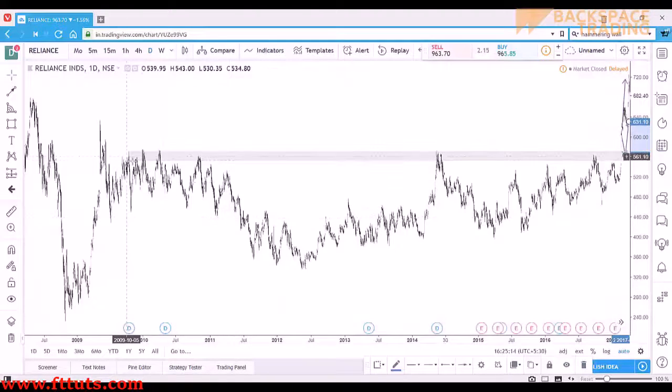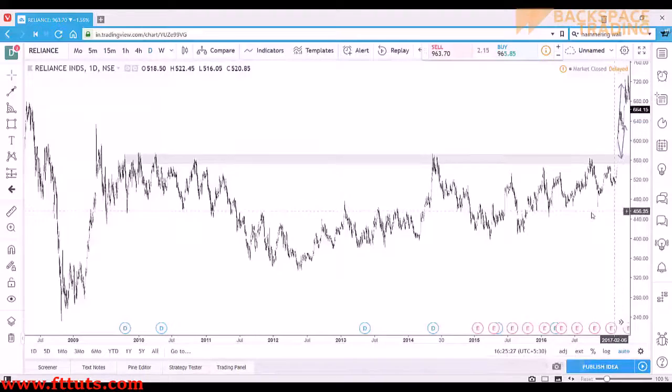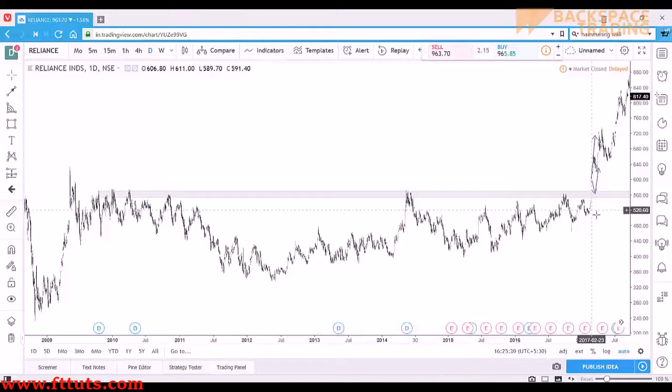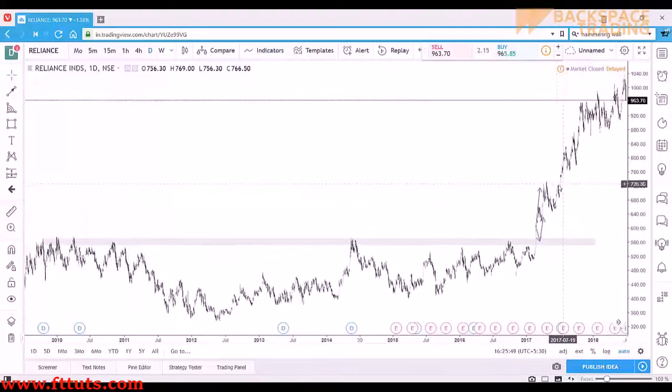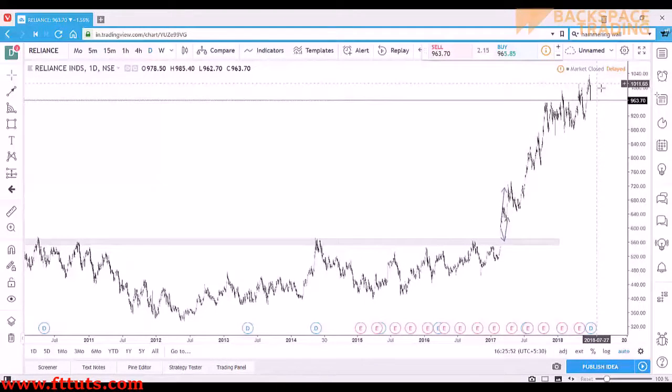See, the time period from this support zone is from 2009. Just check the period. It's from 2009 till 2017, more or less 8 to 9 years of range. Reliance has been trying to break this particular 600 zone for like 8 years, and when it succeeded, don't you think it needs to get rewarded the same way? And it soared to 1,000 level. Get the picture? So not every breakout is a great breakout.